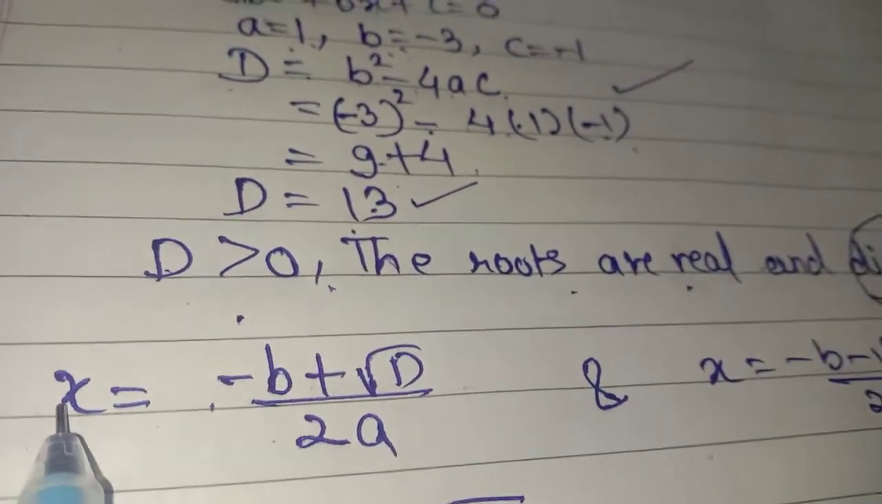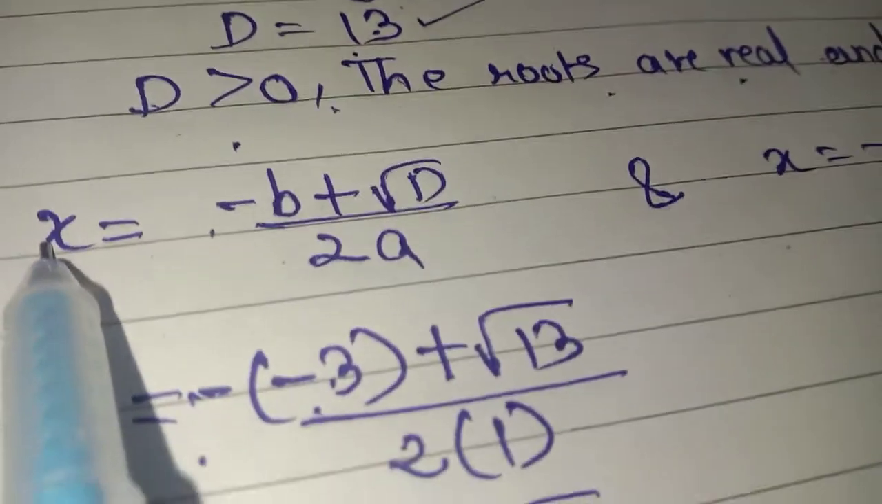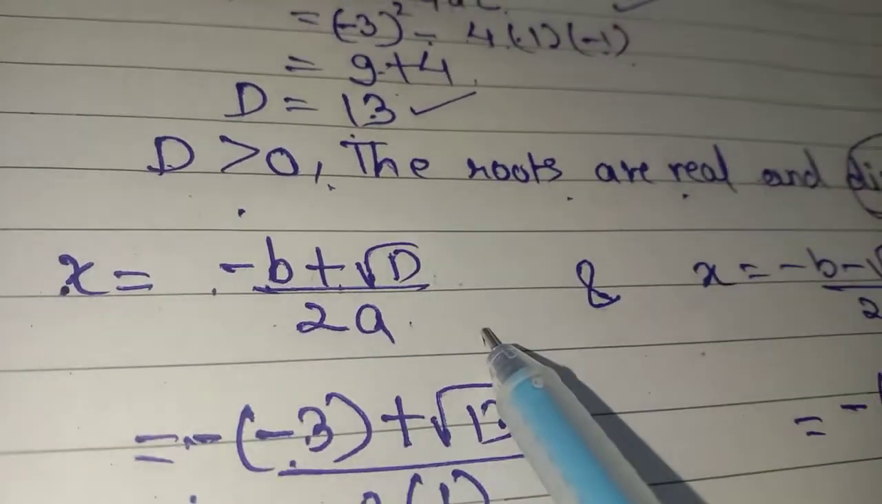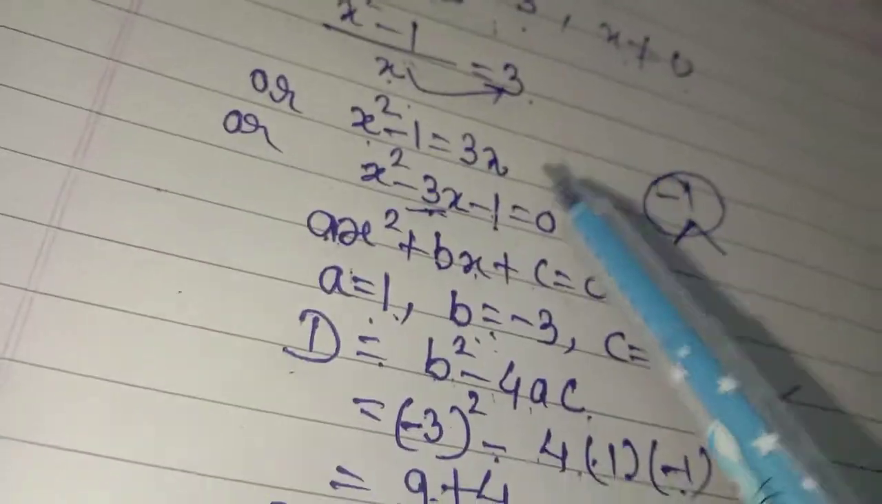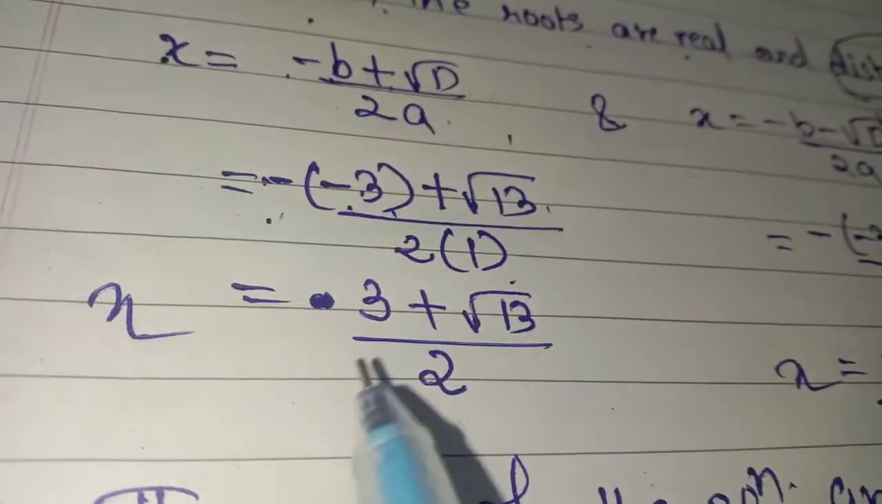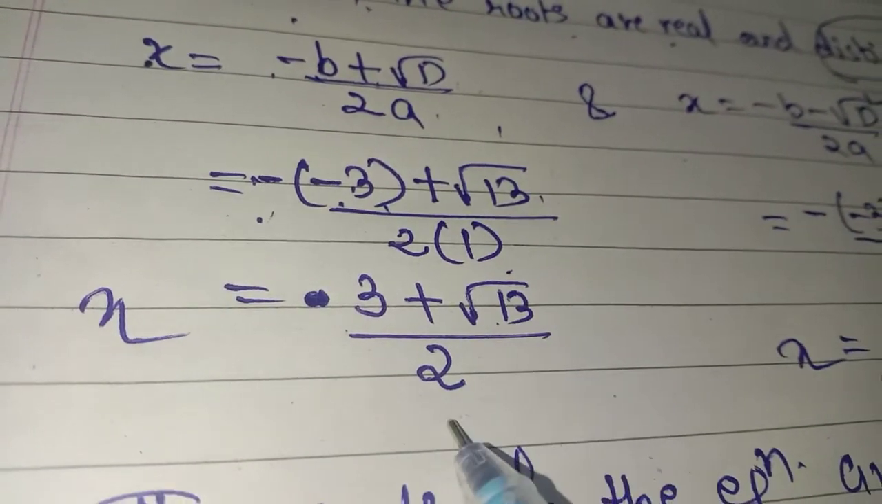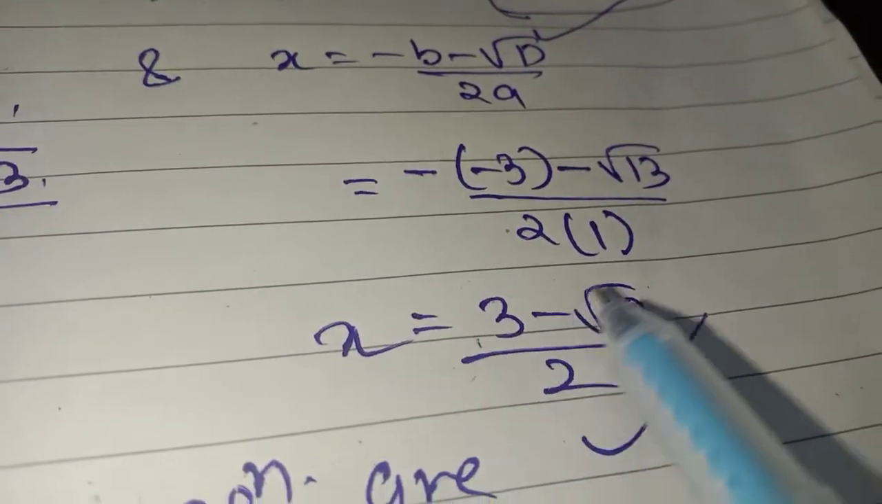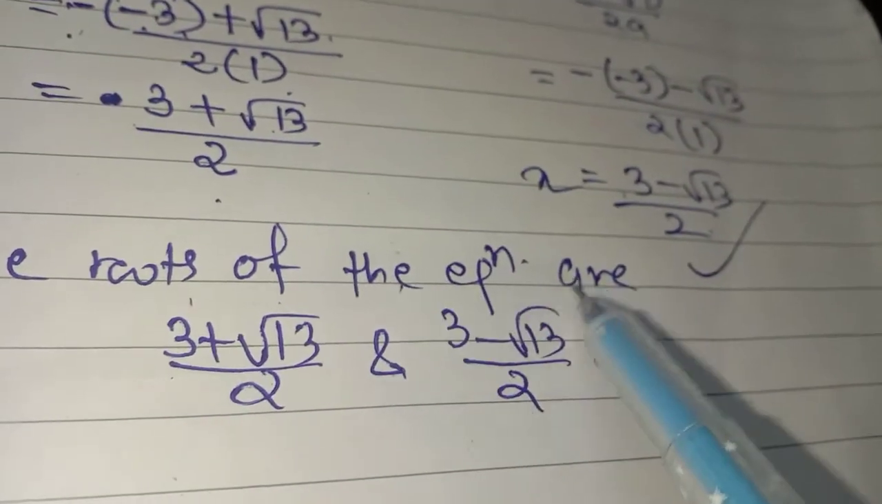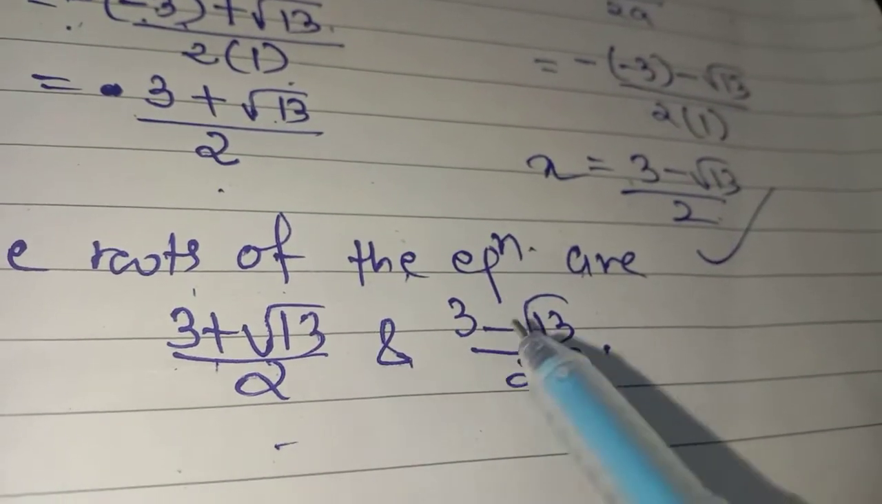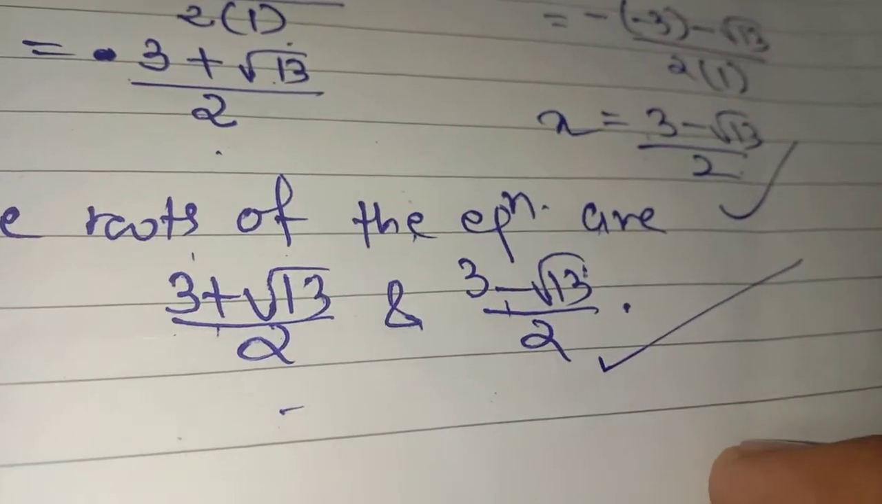The formula is, now I am using x instead of alpha and beta, x is equal to minus b plus minus root D upon 2a. So put the values here. You can see the values have been put from here. The first root is 3 plus root 13 upon 2 and the second is 3 minus root 13 upon 2. So we can write the final answer: the roots of the equation are 3 plus root 13 upon 2 and 3 minus root 13 upon 2. Clear? So you can see the whole calculation. I am holding the camera.